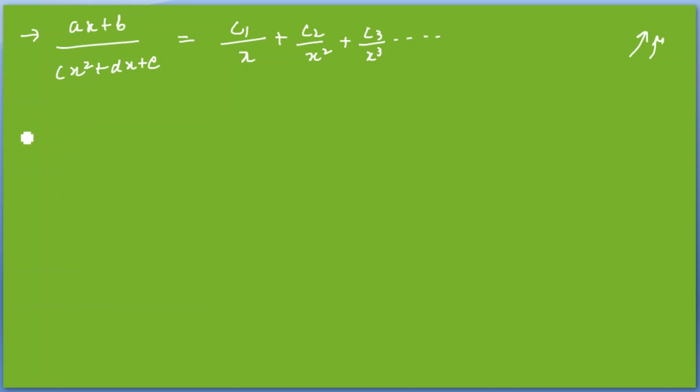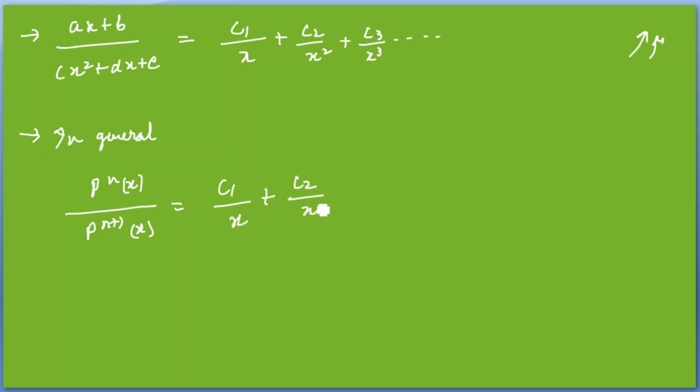In the same fashion, in general, we can say that if there is a polynomial of degree n divided by a polynomial of degree n plus 1, then it can also be expressed as an infinite series in this way: c1 upon x plus c2 upon x² plus c3 upon x³, where c1, c2, c3 are some coefficients that can be determined with the help of synthetic division.